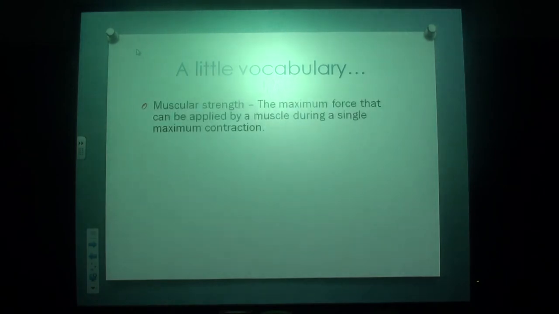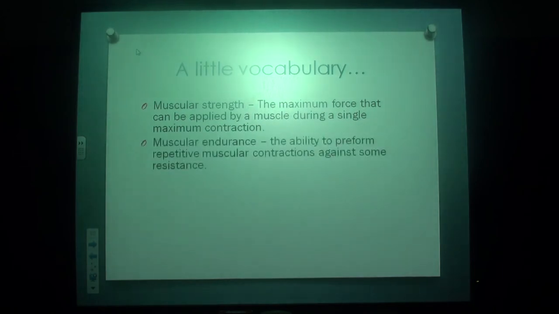Muscular strength. The maximum force that can be applied by a muscle during a single maximum contraction. Muscular endurance, the ability to perform repetitive muscular contractions against some resistance. How long can you do it against a resistance?